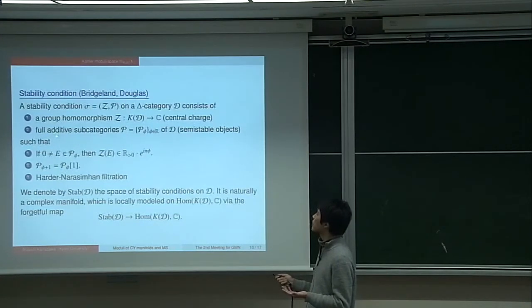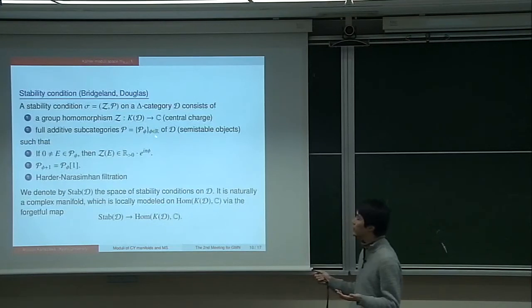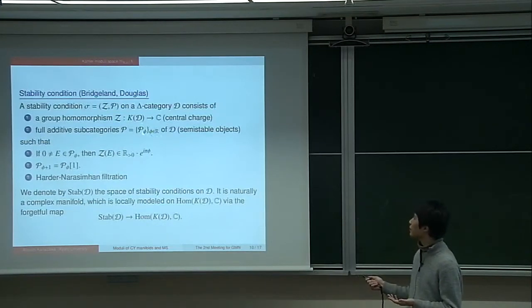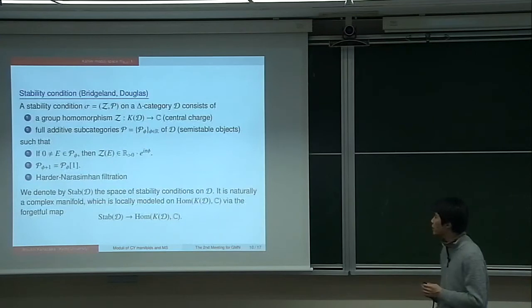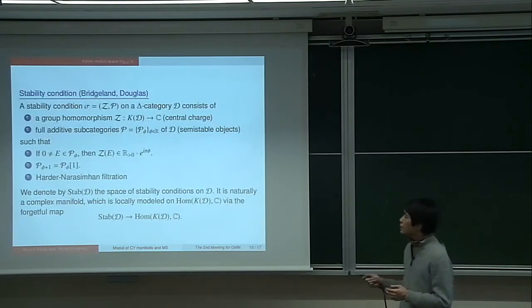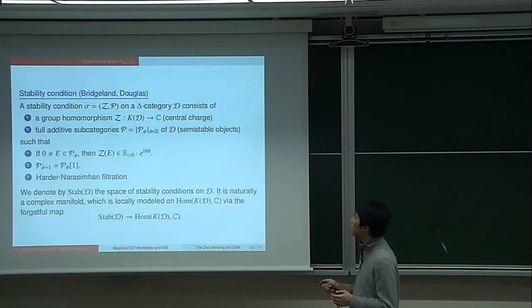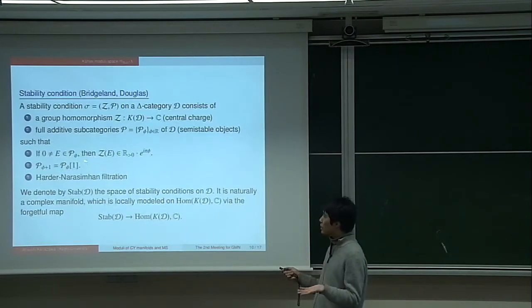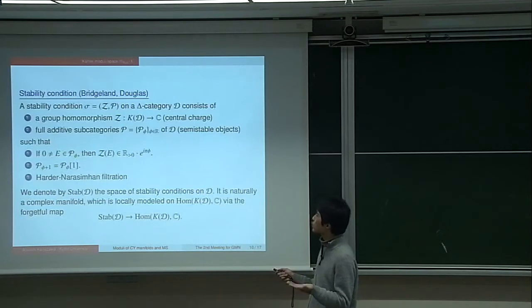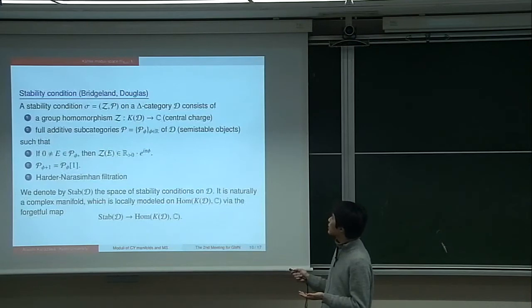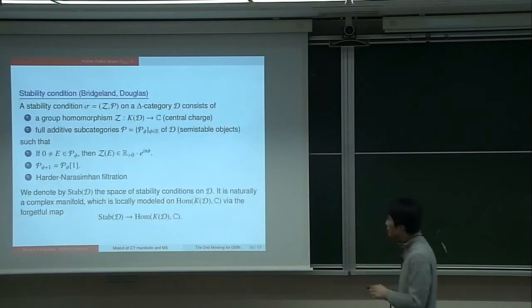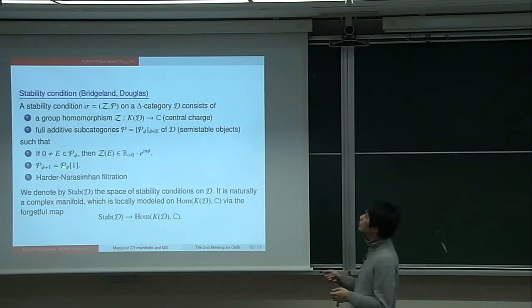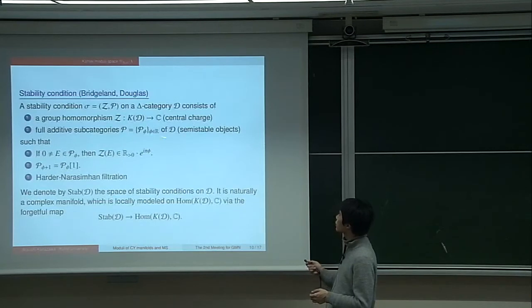A stability condition is a collection of full additive subcategories parameterized by a real number phi, called semi-stable objects, that satisfies certain axioms. The first axiom says that for any non-zero semi-stable object, the value of the central charge Z lies in the phase phi line. The second is a compatibility of this collection of subcategories with the triangle structure on the category.